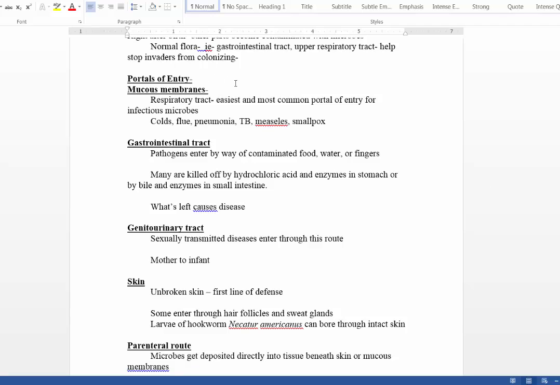Your mucous membranes, for example, that's where a lot of respiratory tract diseases happen. They get in through your nose, for example, and then you end up with a terrible cold and you are just miserable. Gastrointestinal tract, maybe you ate some bad chicken at lunch and now you've got food poisoning. That's one way it can get in. The genitourinary tract, that's where sexually transmitted diseases enter. And this is the mother to infant passage during the birthing process and during the pregnancy.